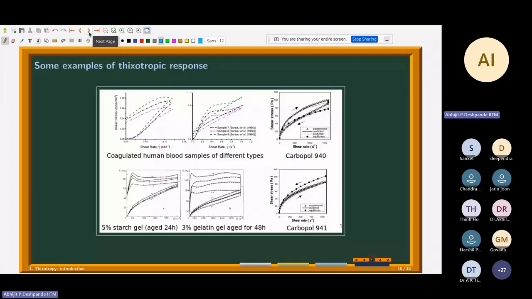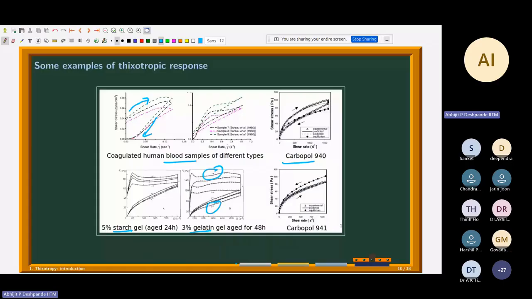And so this is just showing these thixotropic loops for several materials. This is a blood sample, and again, there is going forward and coming back. Different materials are there. And also, this is carbopol gel, then a gelatin gel, starch gel. So several such materials show the thixotropic response. And in all of these cases, going forward and coming backward, there are differences in the properties.